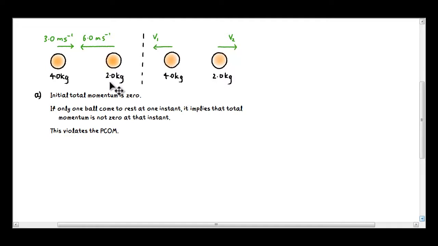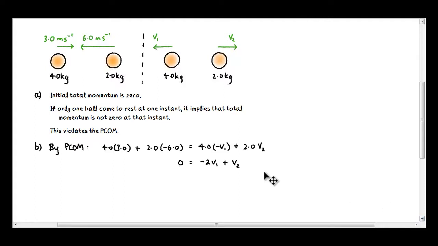From the principle of conservation of momentum, we know that the total momentum of these two balls must remain as 0 throughout the collision. So if one of the balls comes to rest at one instant, then the other ball must also be at rest. If not, their momentum will not add up to 0, and that will violate the principle of conservation of momentum.